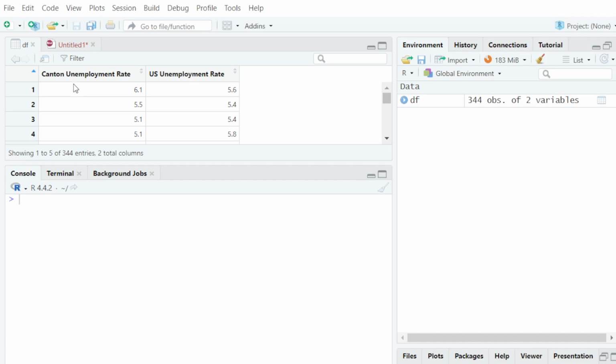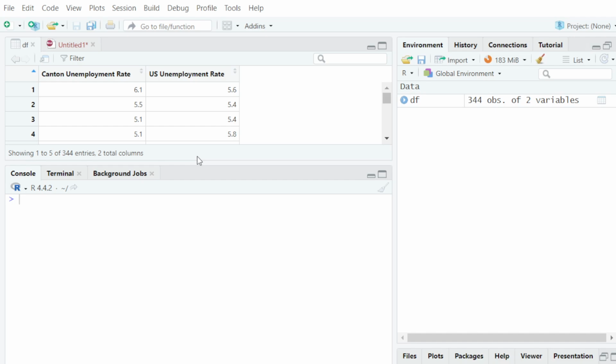Right, so I have in here the Canton unemployment rate and the US unemployment rate. And my goal here is to see if there is a linear relationship between the Canton unemployment and the US unemployment rate. I'm going to treat the Canton unemployment rate as the dependent variable or the response variable, with the US unemployment rate being the independent variable or the explanatory variable. So that's my goal here.